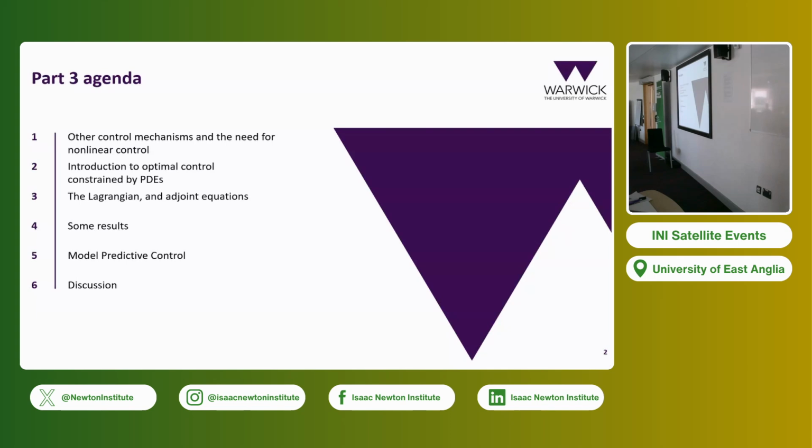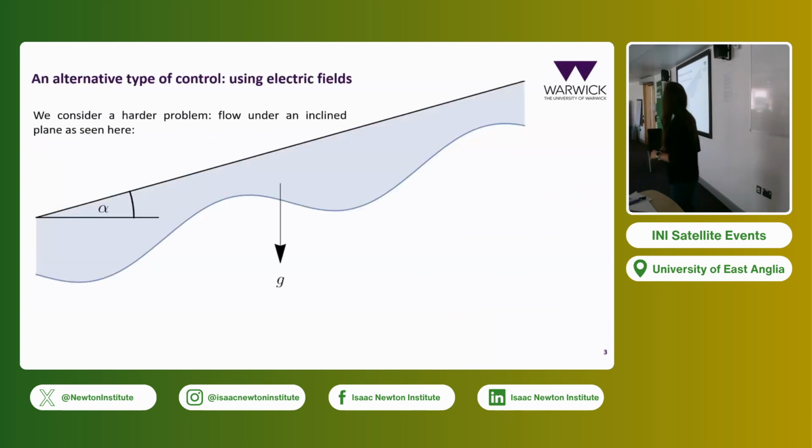But now what we're looking at is electric fields. So this is the problem I'm going to consider for the rest of today. We still have a thin layer of fluid on the plane, but to make it harder, we make it go under, so that by itself it will already try to fall, and you want to stop it from dripping.